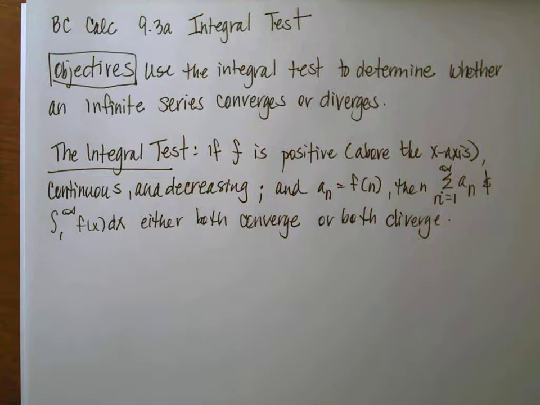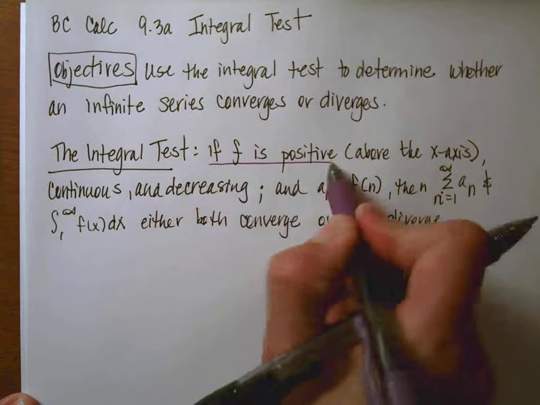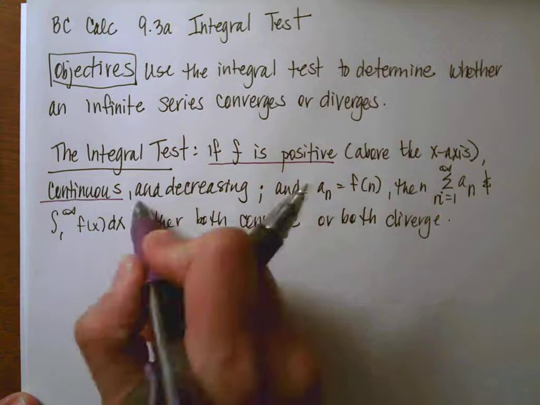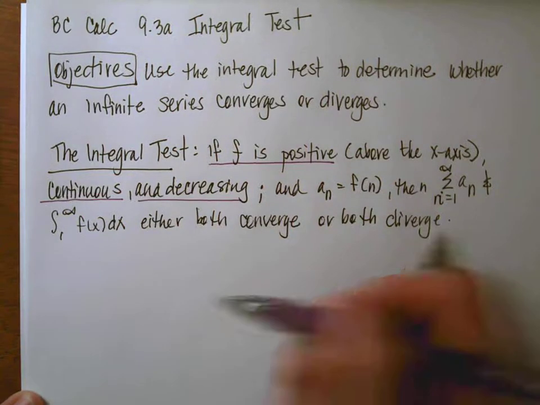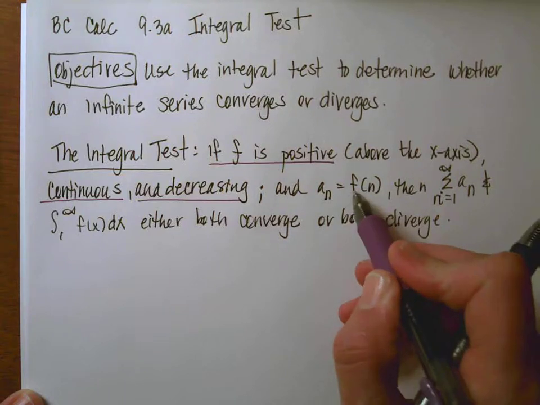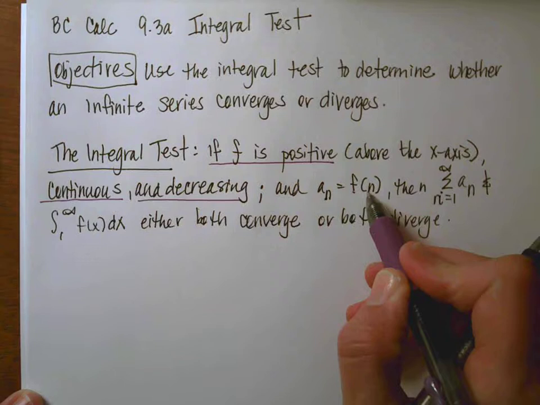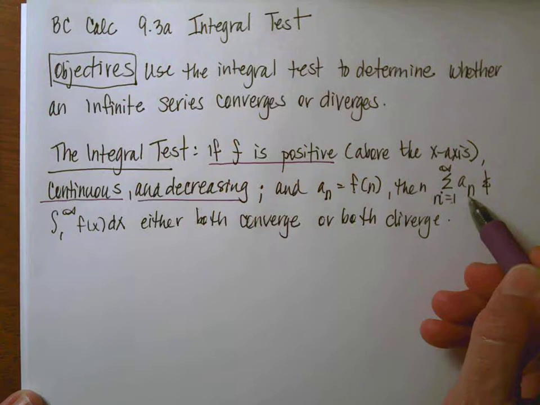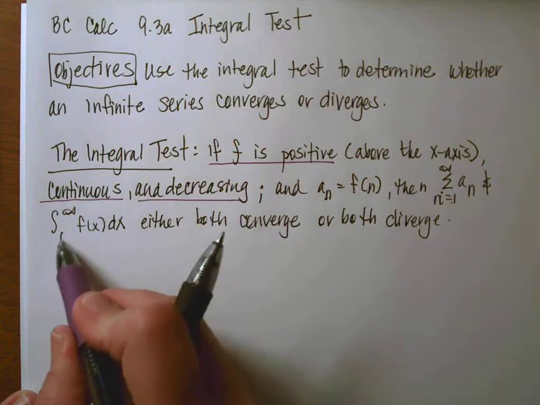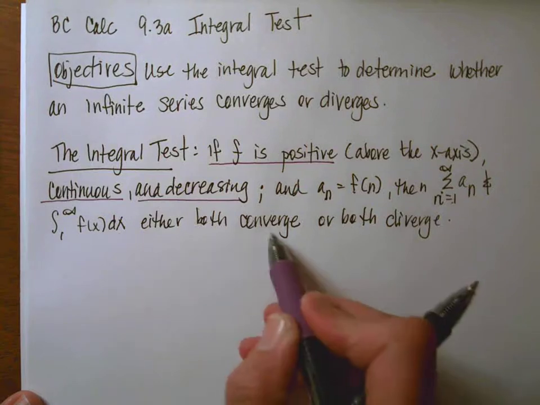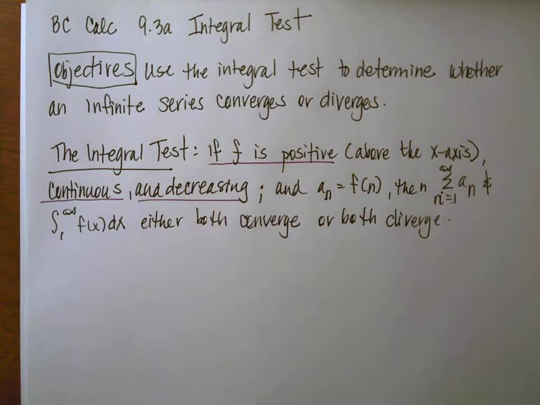It does have some criteria that must be passed first. So if a function is positive, and don't forget that that means it's above the x-axis, it is continuous and decreasing, and the terms of the sequence are equal to the function evaluated at the address, then the summation from n equals 1 to infinity of a sub n and the integral from 1 to infinity of f of x dx either both converge or they both diverge.